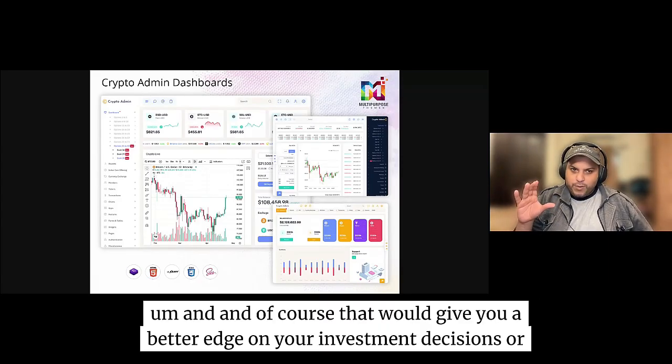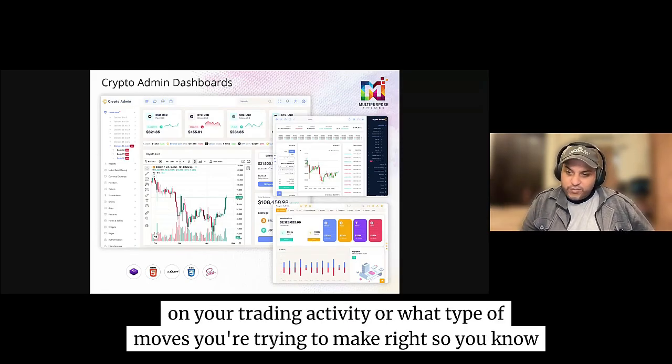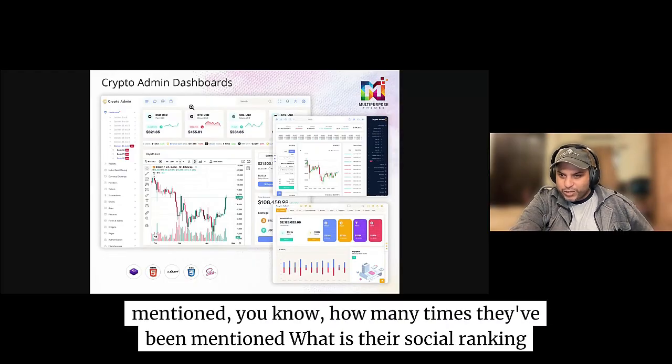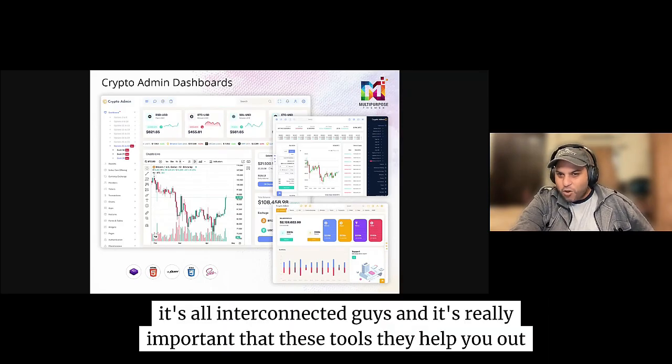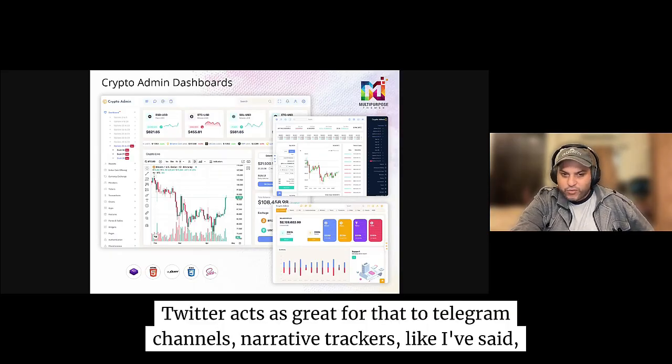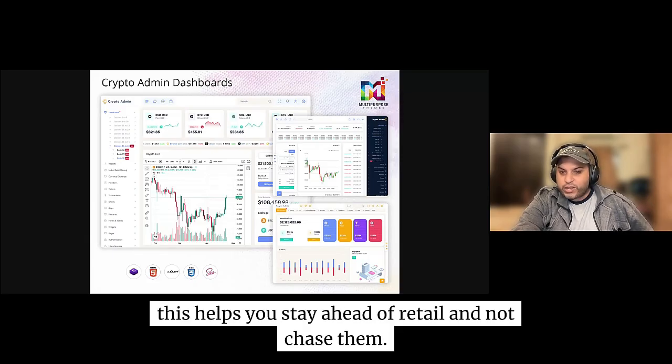And of course, that would give you a better edge on your investment decisions, your trading activity, or whatever moves you're trying to make. So, an entire dashboard of tools in one place. What types of coins are being mentioned, how many times they're being mentioned, what their social ranking is, all of that. It's all interconnected, guys, and it's really important. So these tools help you out with all of this. Twitter X is great for that too. Telegram channels, narrative trackers, like I've said, help you stay ahead of retail and not chase them.